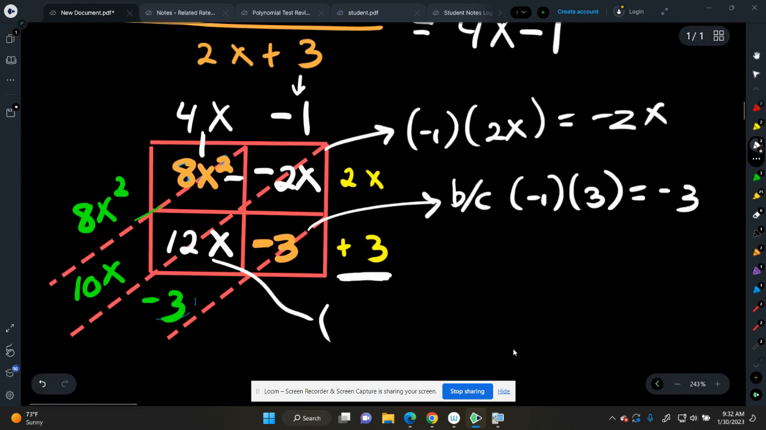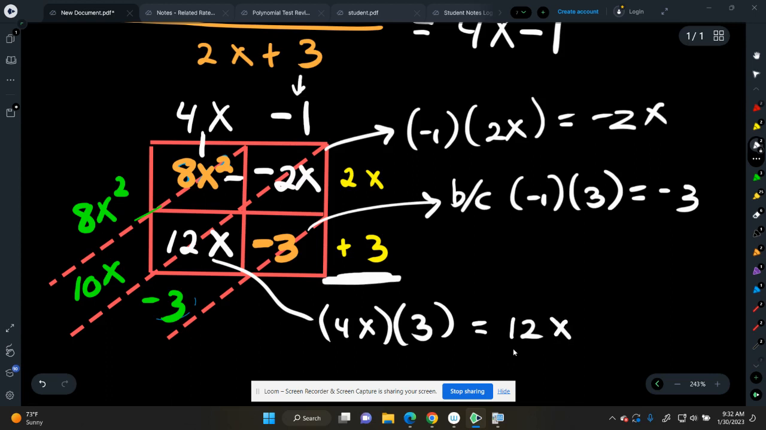Put this in your notes. We took the 4x times the 3. This 3 right here. And that gave us 12x.